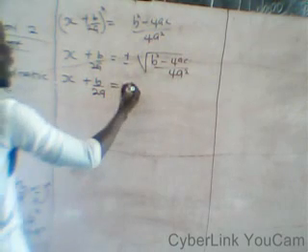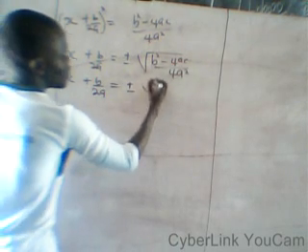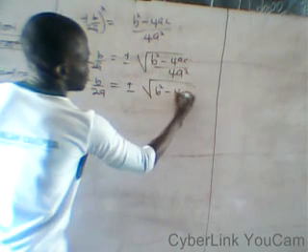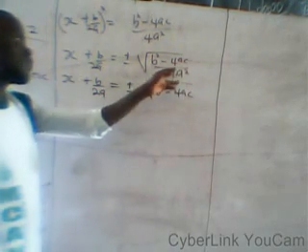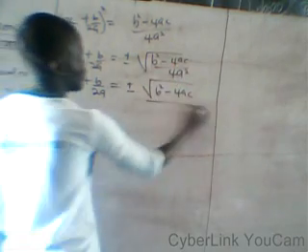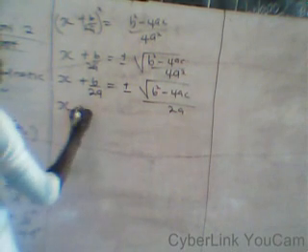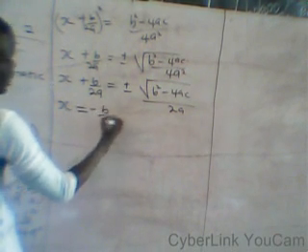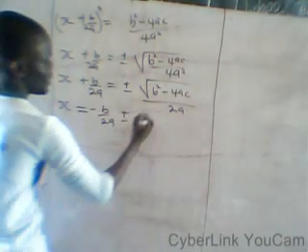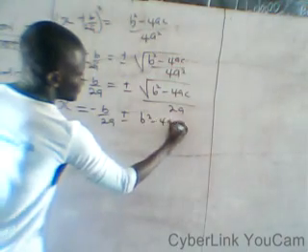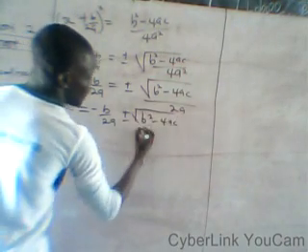So we have x plus b over 2a equals plus or minus the square root of b squared minus 4ac over the square root of 4a squared. The square root of 4a squared is 2a. Are you getting it now? Look at this side now. Make x the subject of the formula. x equals minus b over 2a plus or minus the square root of b squared minus 4ac over 2a.